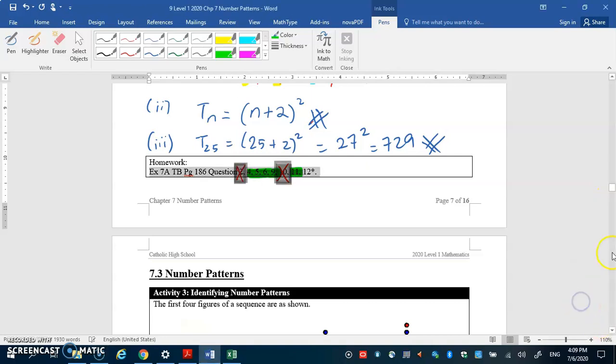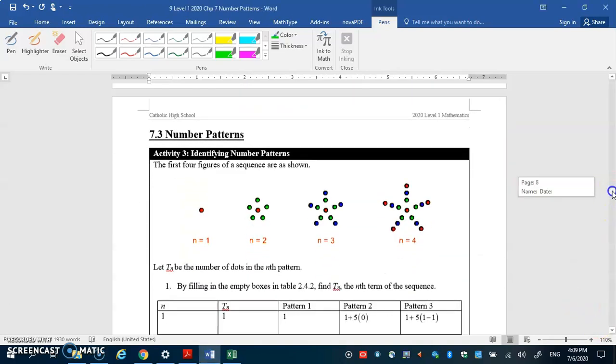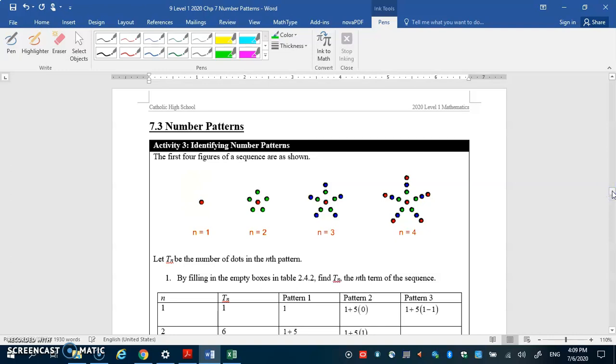Hello everyone. In today's lesson, let's look at page 8 of your chapter 7 notes, starting with 7.3 number patterns. So let's look at this activity, activity 3. The first 4 figures of a sequence are shown. Okay, so we have n equals 1, then n equals 2, n equals 3, and n equals 4. So that's T1, T2, T3, T4.